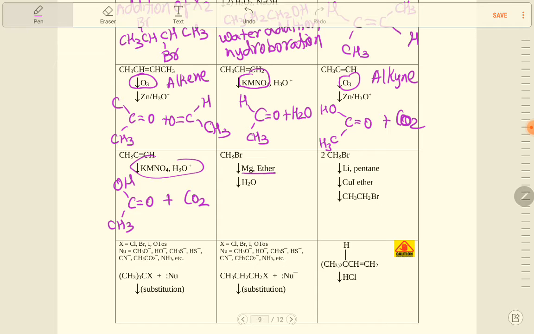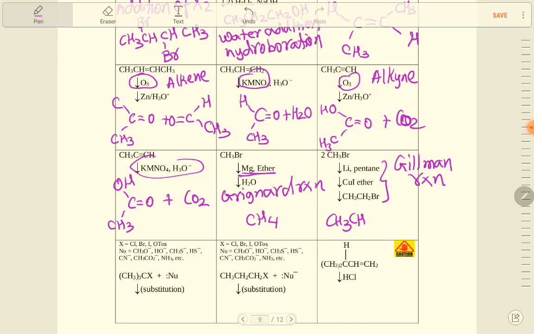This is Mg ether, so that is Grignard reaction. Grignard reaction, and that basically you should get. This is Gilman reaction. Gilman reaction, and you should get CH3, CH2, CH3.